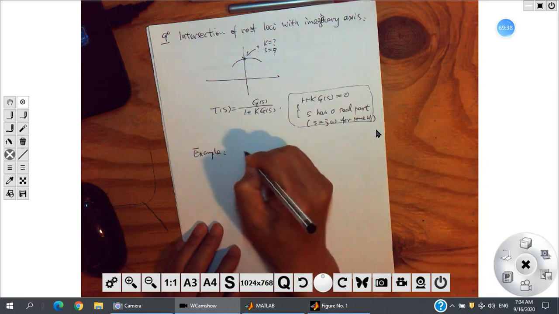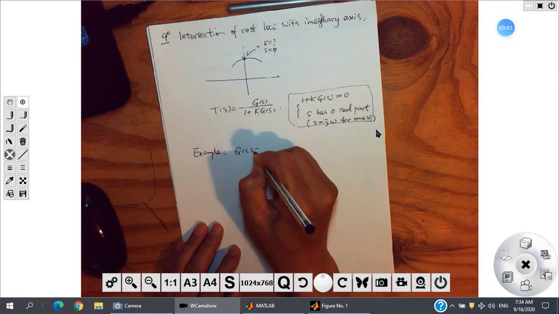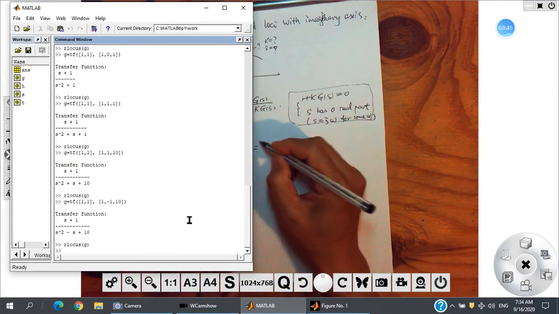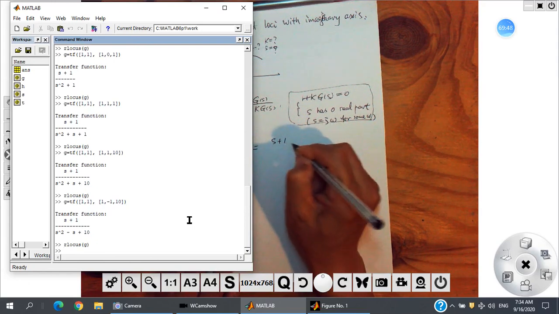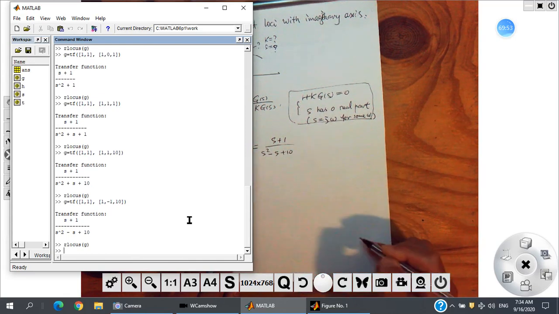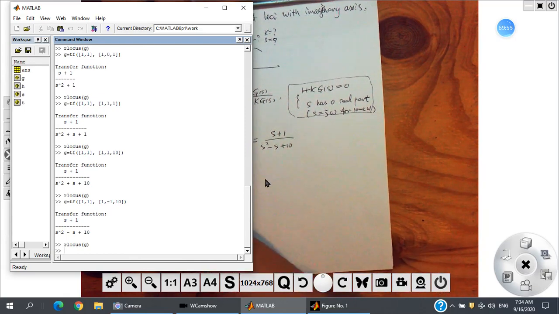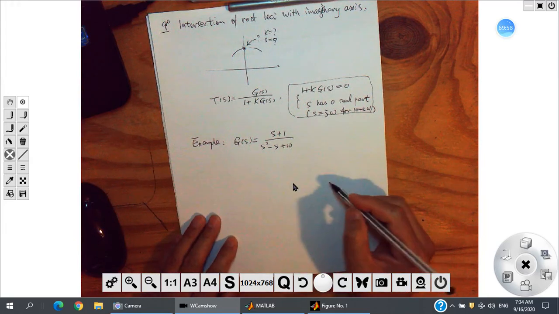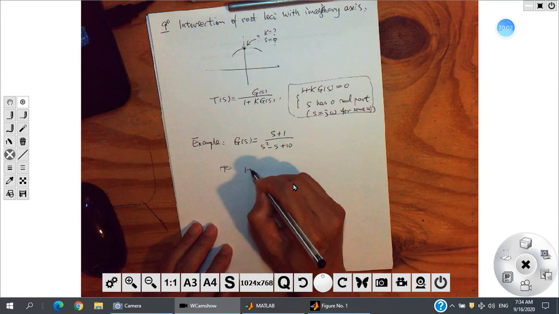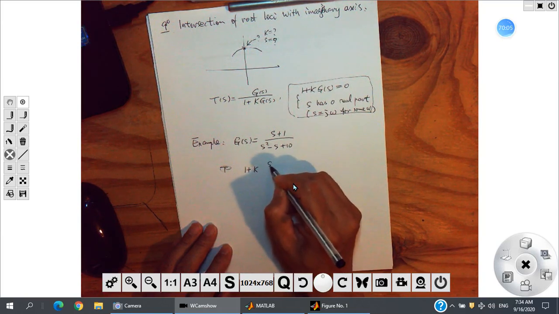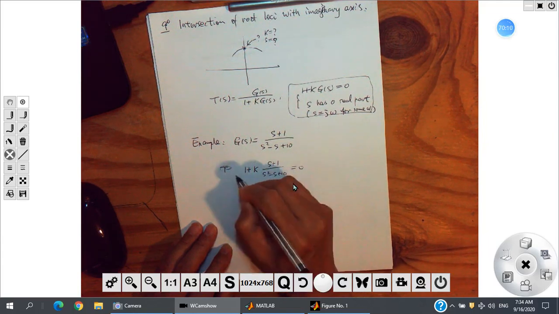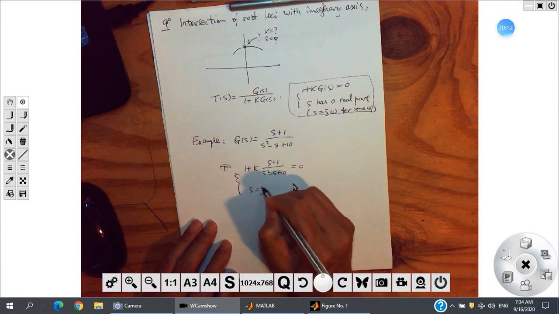Example: I have G of S equal to S plus 1 over S squared minus S plus 10. Alright, G of S is this one. Then T of S, I only check this. So 1 plus K G, S plus 1 over S squared minus S plus 10, equal to 0, and S is J omega.